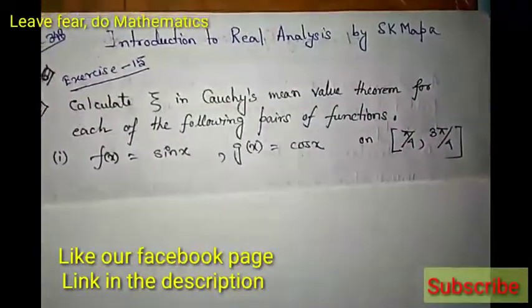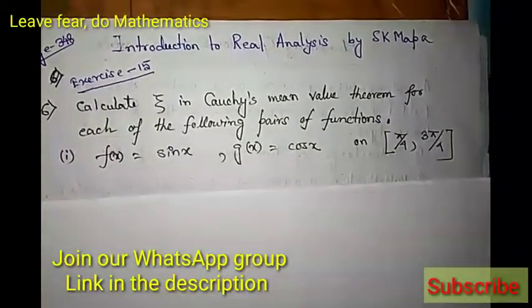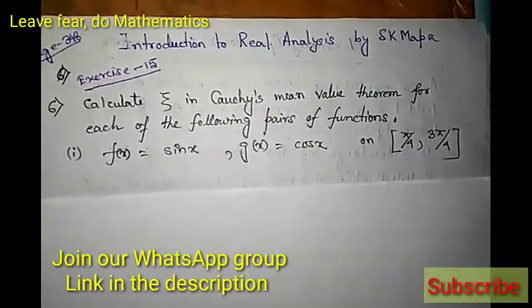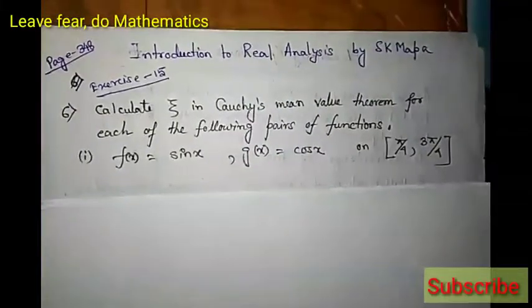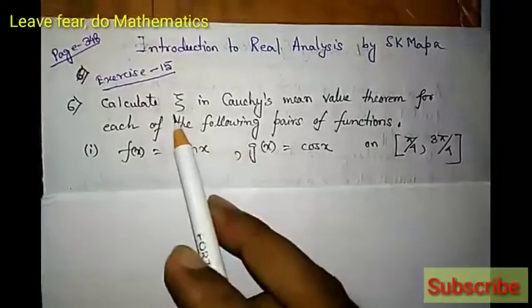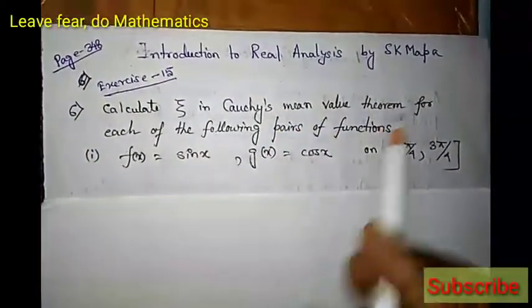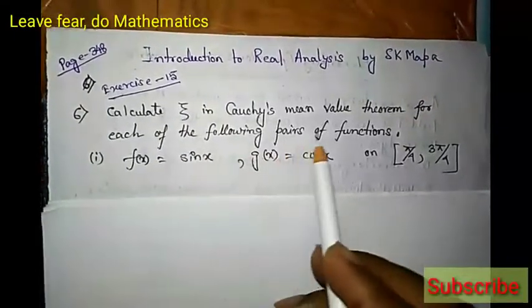Today we are going to give you another solution of a problem from Introduction to Real Analysis by S.K. Mapa's book. This is exercise 15 on page number 348, and this is a very good problem. This is a problem on the Cauchy mean value theorem. The problem says: calculate xi in the Cauchy mean value theorem for each of the following pairs of functions.